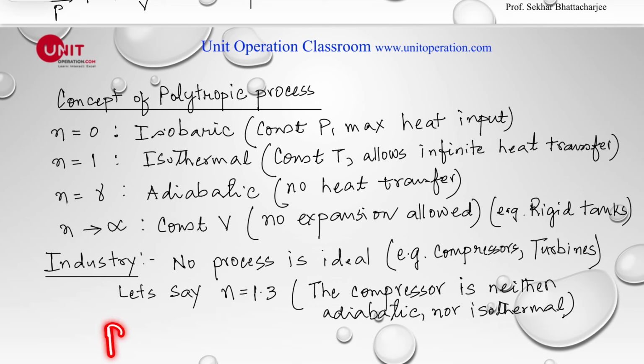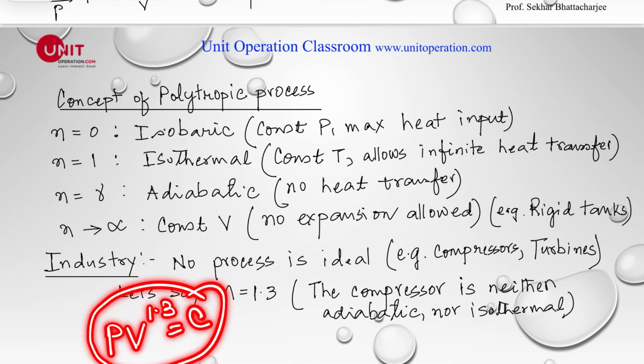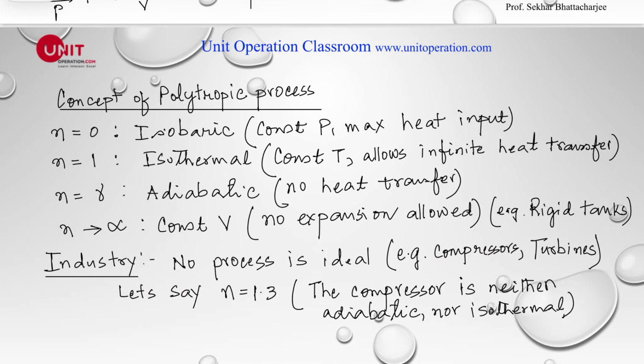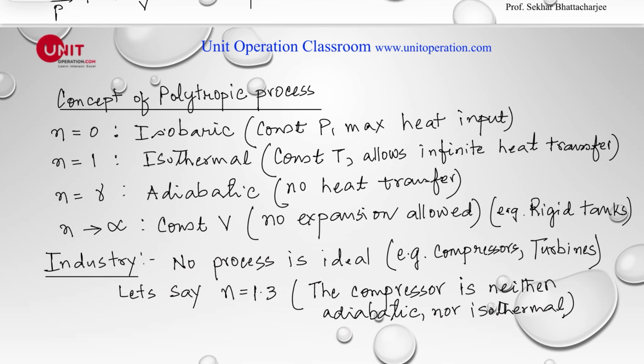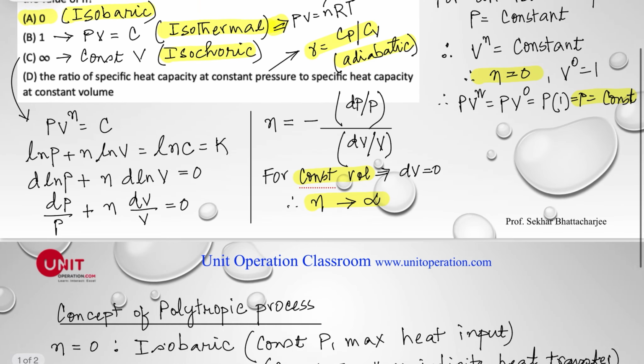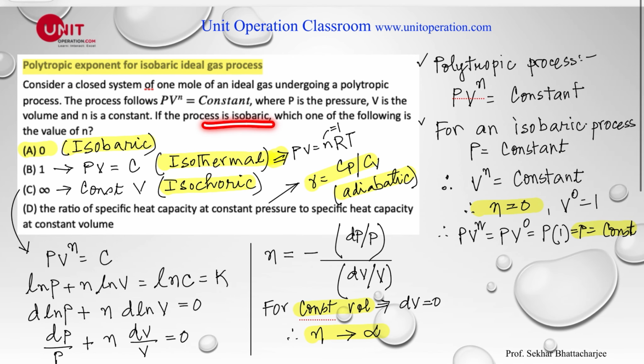So, let's say we take PV raised to the power 1.3, you'll find that constant adequately describes the behavior of the fluid during the compression process or the expansion process, right? So in the polytropic process, where n has a certain value like 1.3, 1.35, or 1.4, that adequately describes the actual, real behavior of equipment in an industrial process. So again, the correct option for an isobaric process, n is equal to 0, that is the correct option.